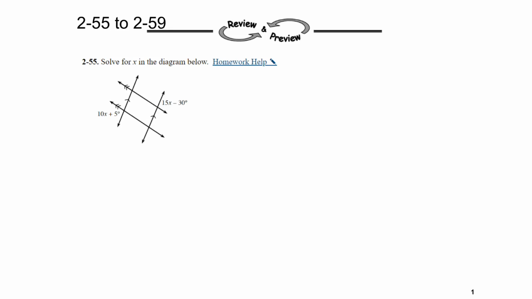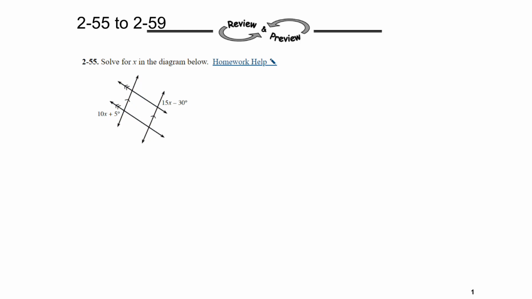Welcome to Chapter 2, homework questions 55 through 59 in Core Connections Geometry. Question 55, solve for x in the diagram below. So make sure you're paying attention to what lines are parallel. You can see that this line is parallel to this one, and then also this line is parallel to this one. We know that because of the notations of the line.